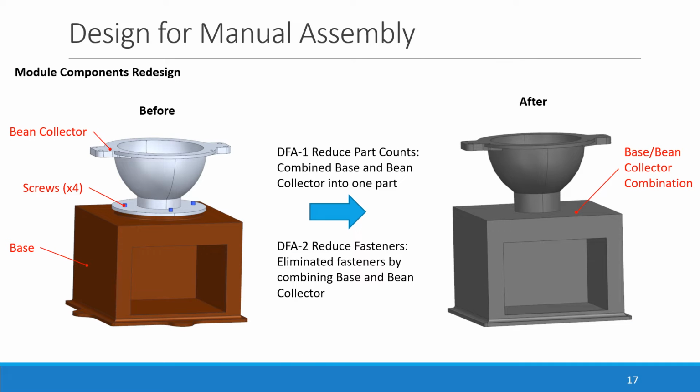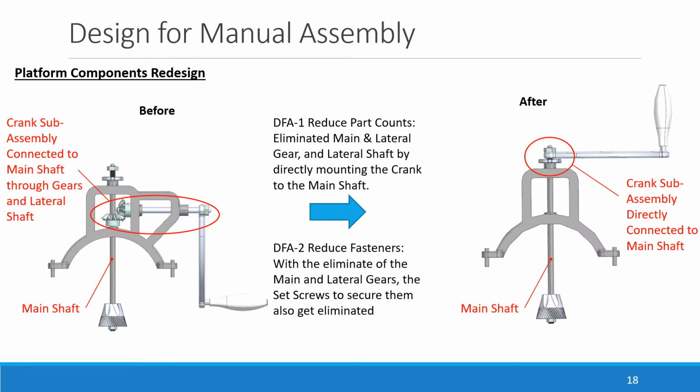Using the DfA1 and DfA2 concepts of reducing part counts and reducing fasteners, the components of the bean collector and base were combined into one unit. Combining into a single piece eliminates the need for any alignment between the bean collector and base during assembly, and also eliminated the 4 fasteners. DfA1 and DfA2 of reducing components and fasteners were used to improve the platform components.